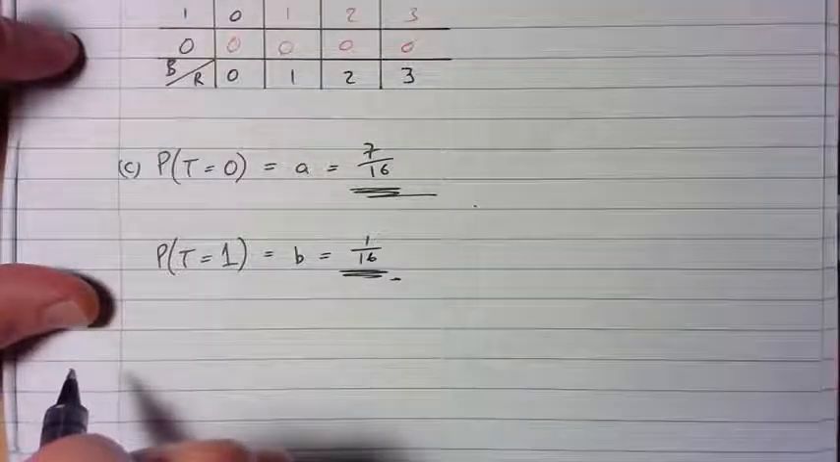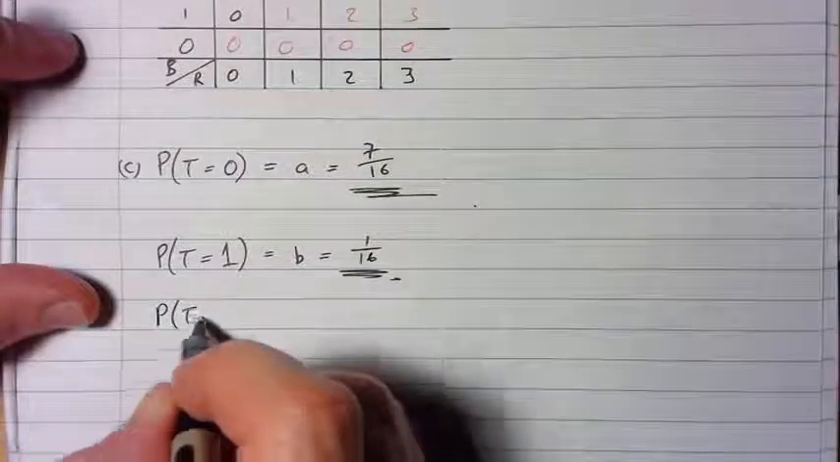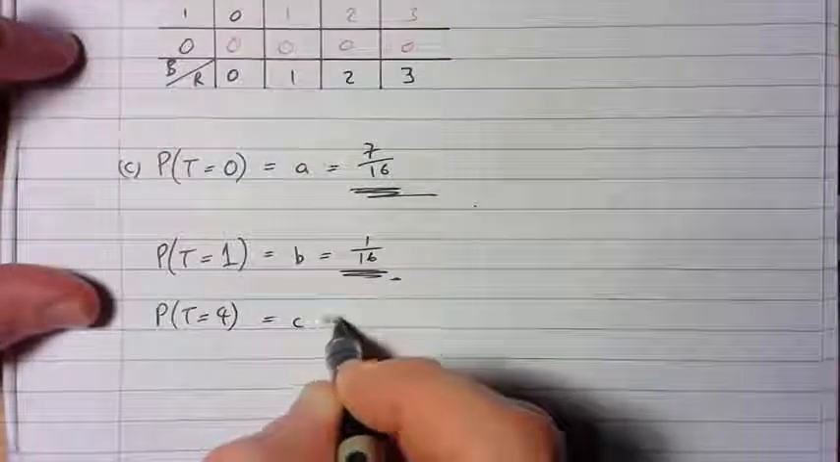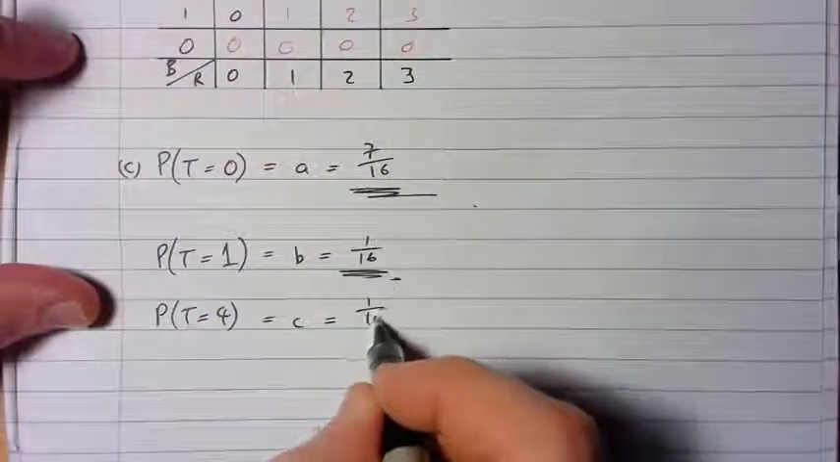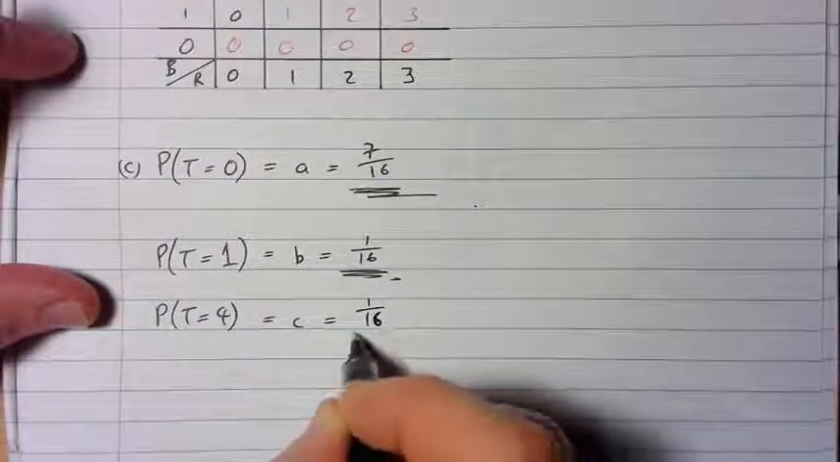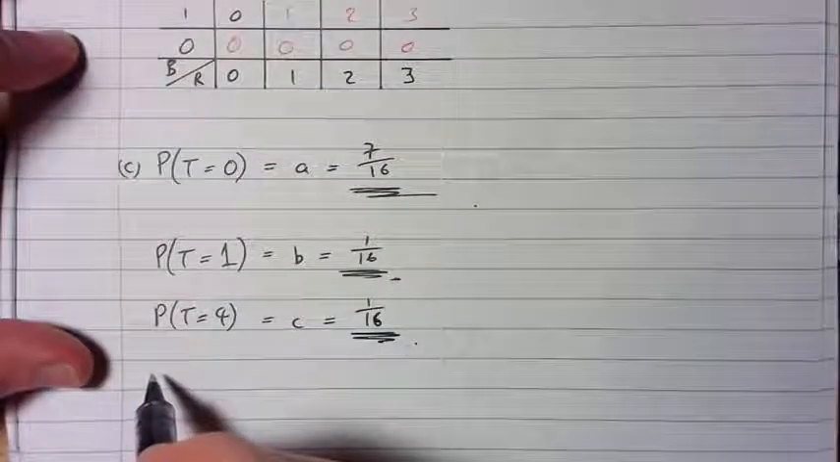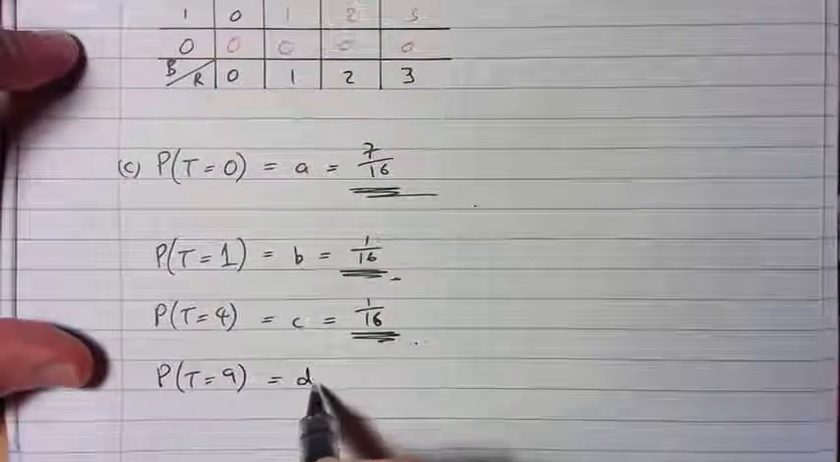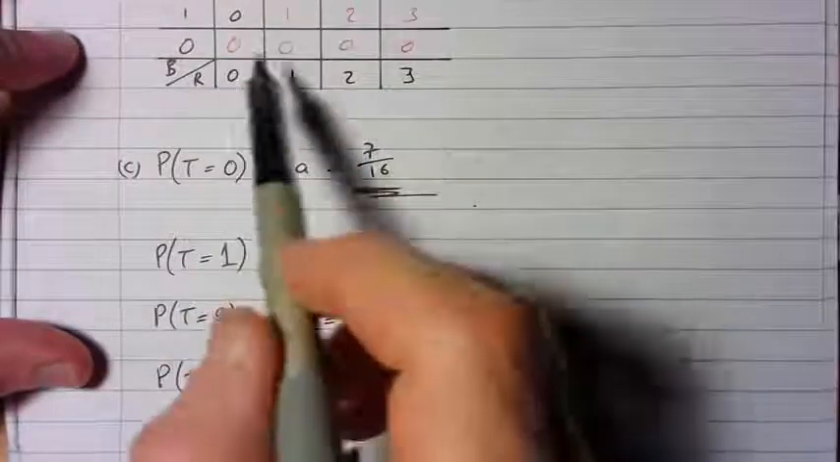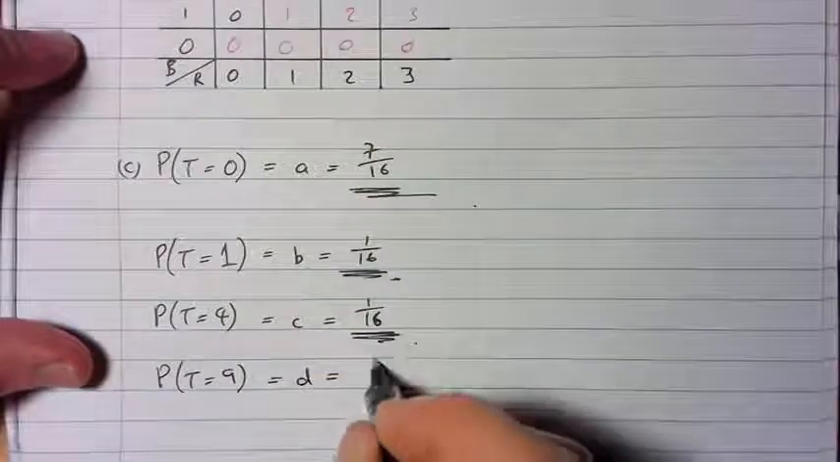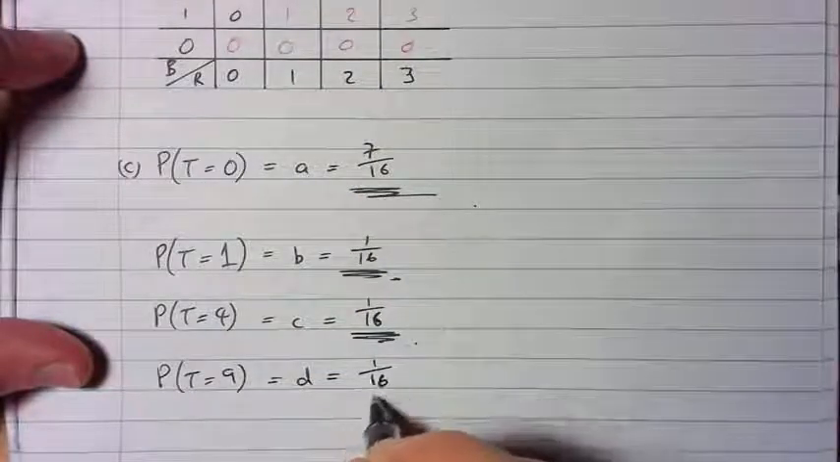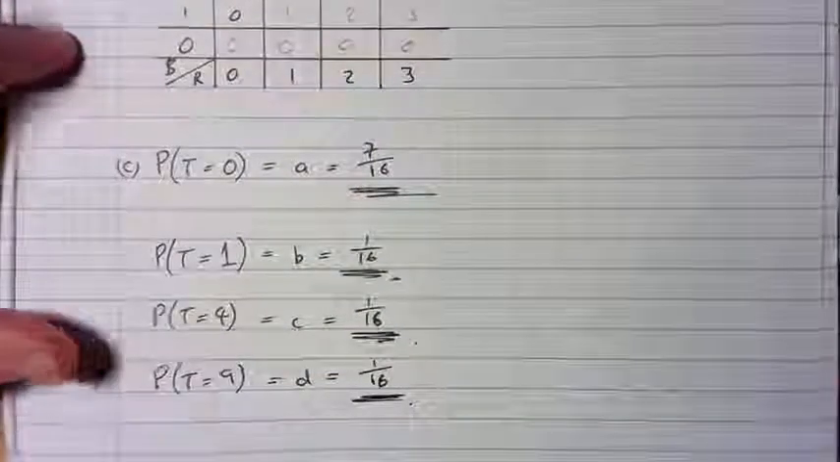The next one, c, is the probability that T equals 4. How many times does 4 occur? Just the ones there, so 1 out of 16. And finally, d is 9. And again, 9 occurs only once. Done.